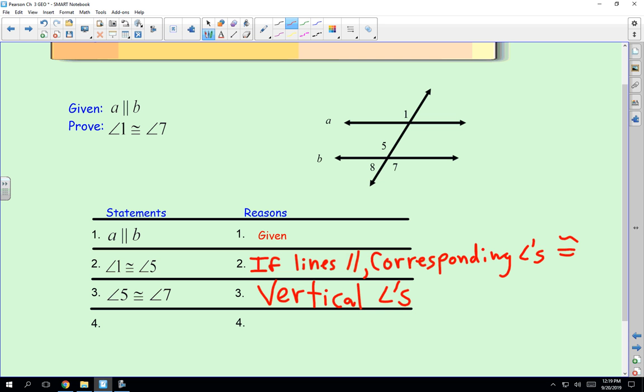And then number 4, hey, we just had 2 statements where they're equal to the same thing. What's going to follow? 1 is congruent to 7. We've got 1 is equal to 5, 5 is equal to 7, so angle 1 is congruent to angle 7 by transitive. So those are the 3 theorems for congruence, and then the 1 postulate for supplementary.